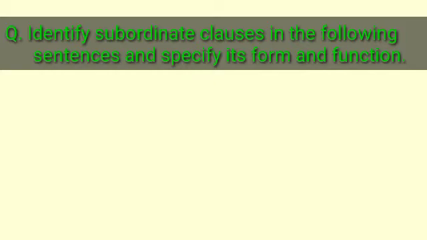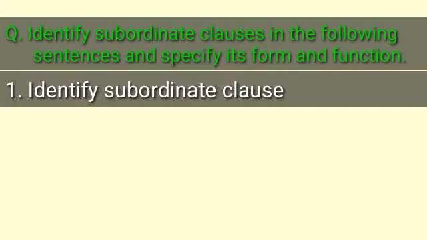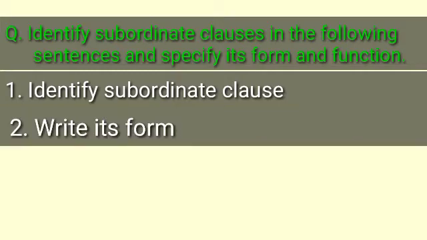Let's first of all understand what is expected from a student in the paper. The question is identify the subordinate clauses. So first of all, we need to identify the subordinate clause, as to which part in the sentence is the subordinate clause. Then what we have to do is to specify the form of the subordinate clause. When they are talking about the form, they are asking you to write which type of subordinate clause it is, whether it is a noun clause, adjective clause or adverb clause, and which subtype it belongs to.